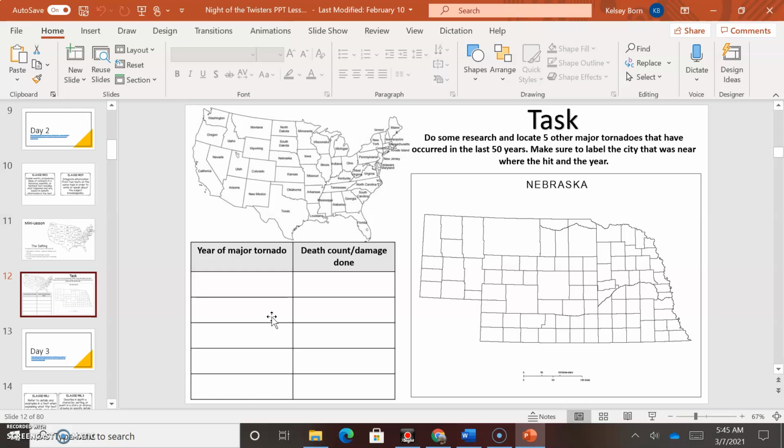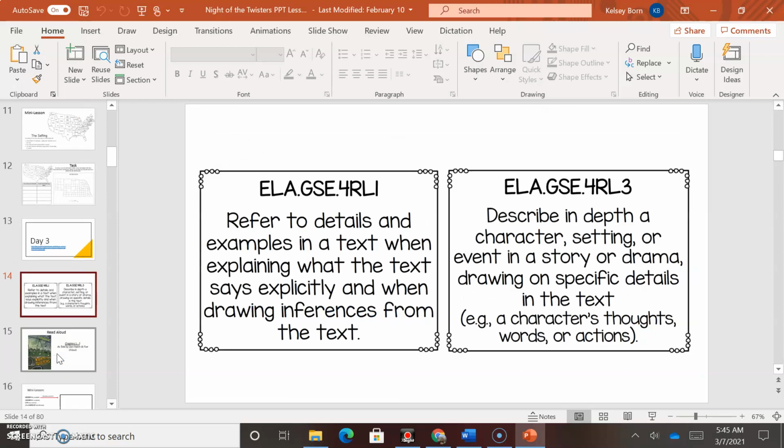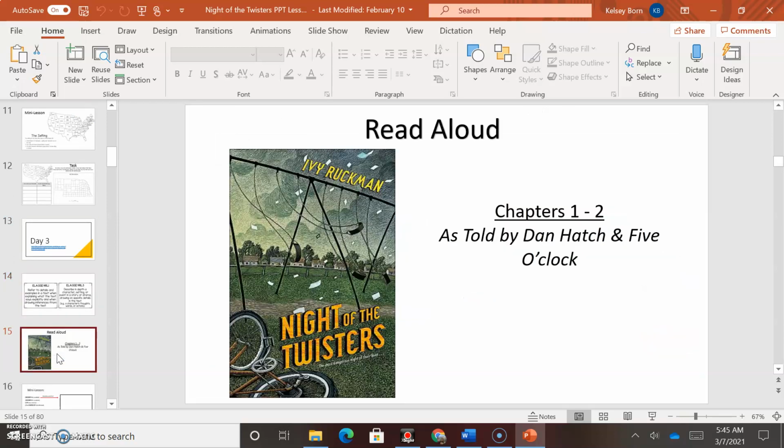We explored major tornadoes in the areas of Nebraska where our book takes place, and a lot of my students were really interested in the death count and damage done. Of course, controversy is always going to draw them in. So yeah, I'm just kind of zooming through this.